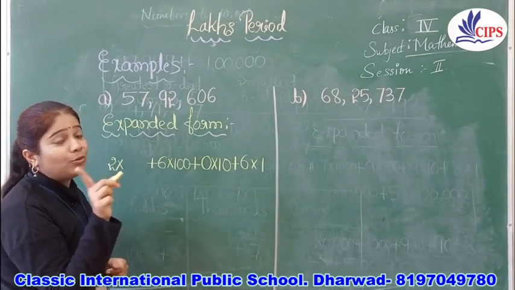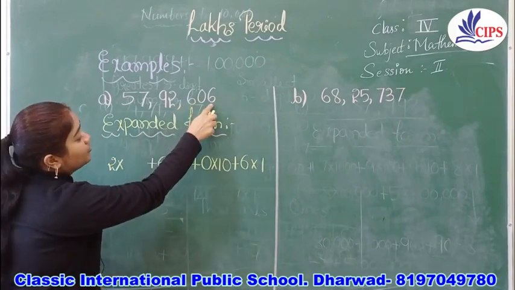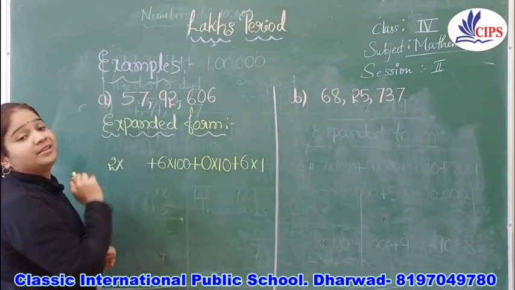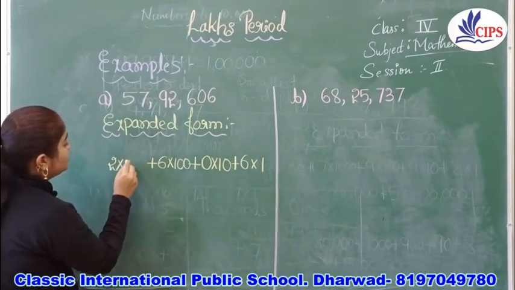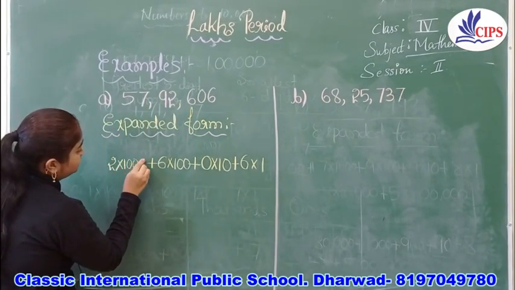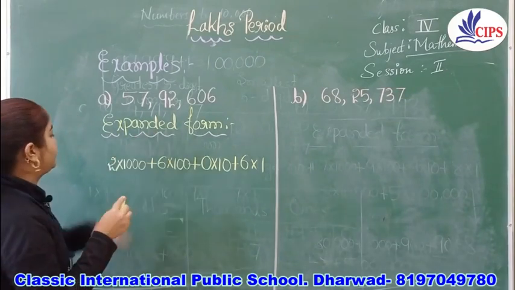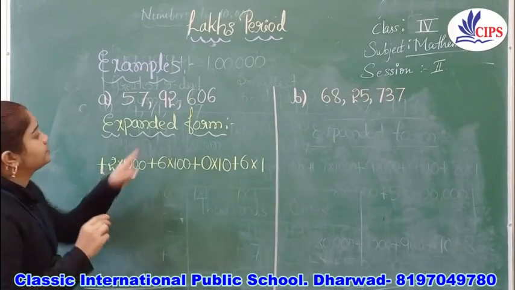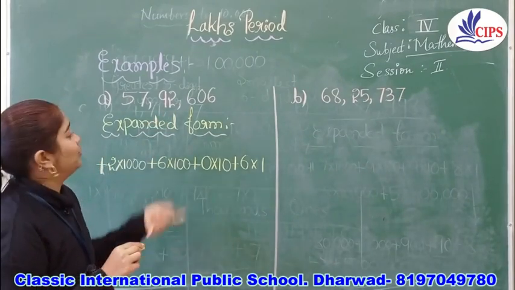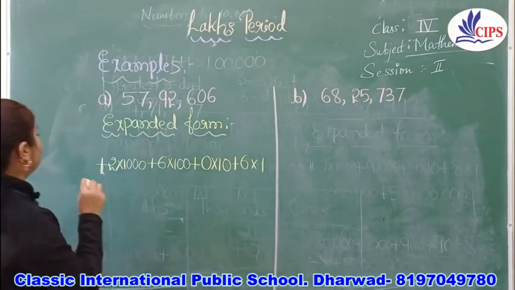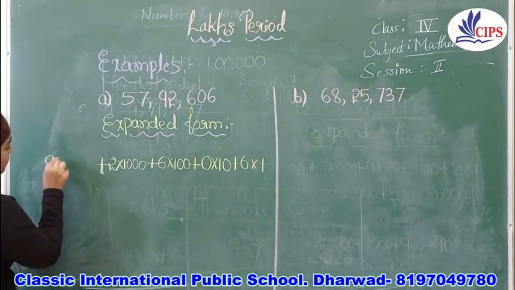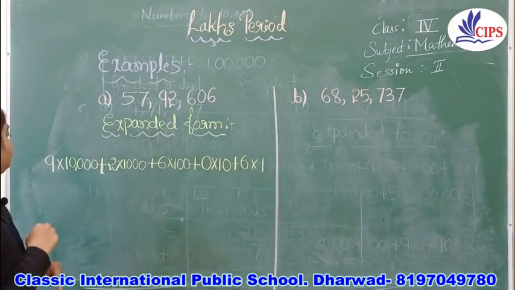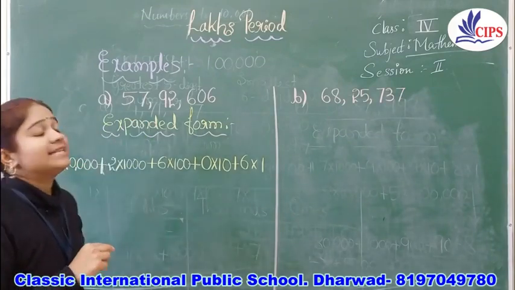10,000? No, what is it? Ones, tens, hundred, thousand. Understood? So this is 1,000. Next, plus 9 into 10,000. 9 into 10,000. Next, 7.